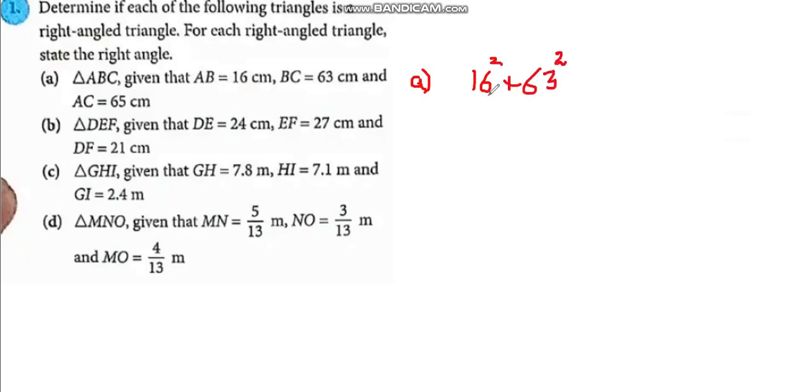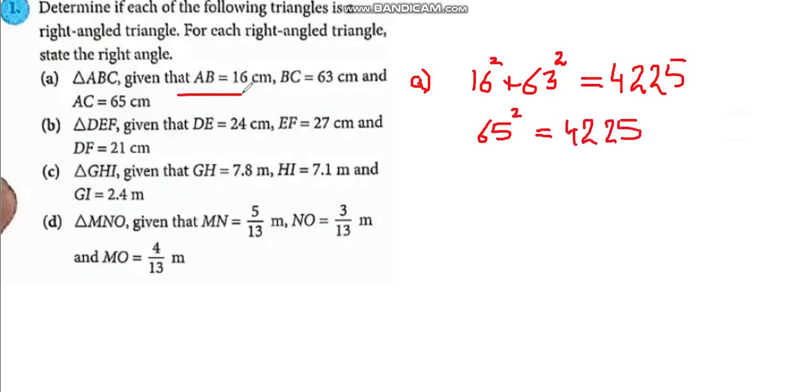So I'm taking 16 squared and 63 squared. These are the two shorter sides. After squaring and adding them, we will get 4,225. Now we will take the square of the third, longest side, that is AC. So 65 squared should be equivalent to 4,225. It means that in part A, we are dealing with a right angle triangle.